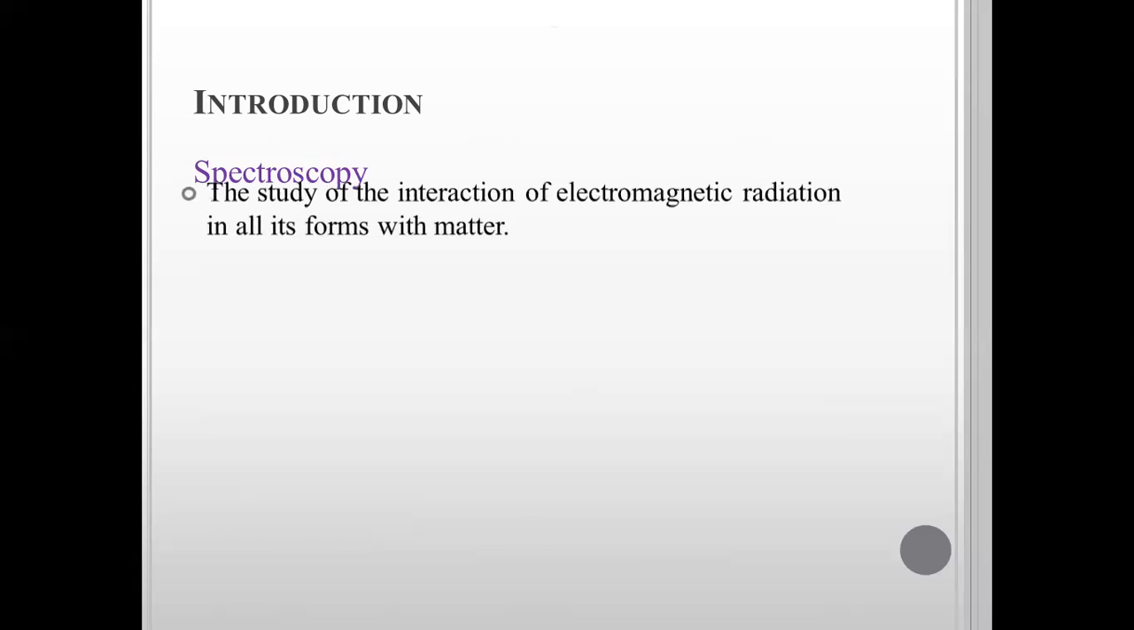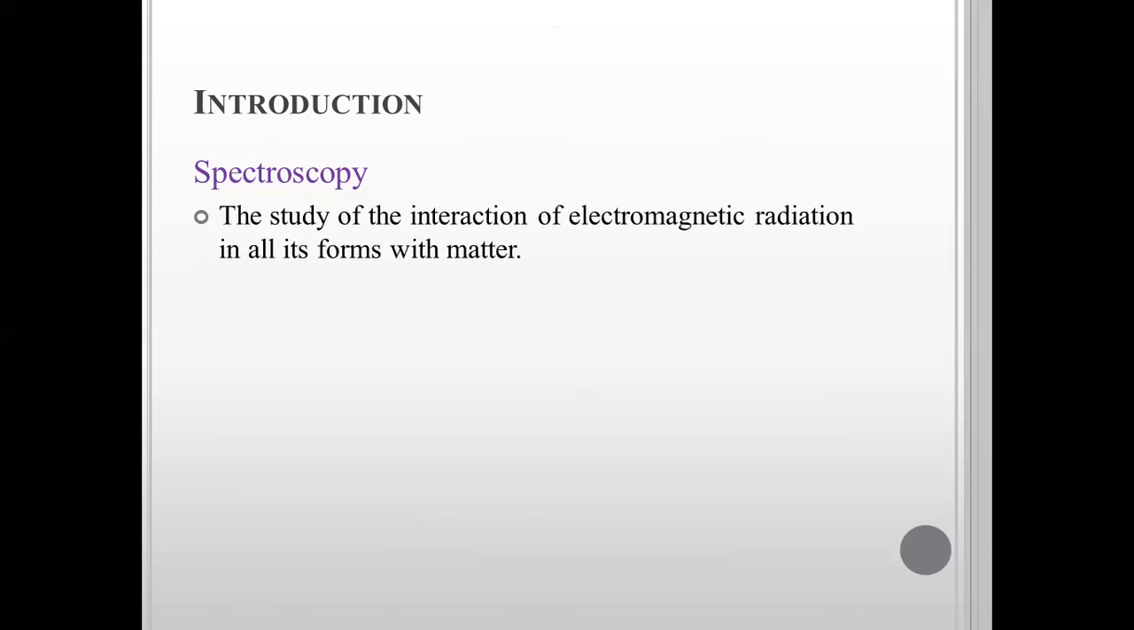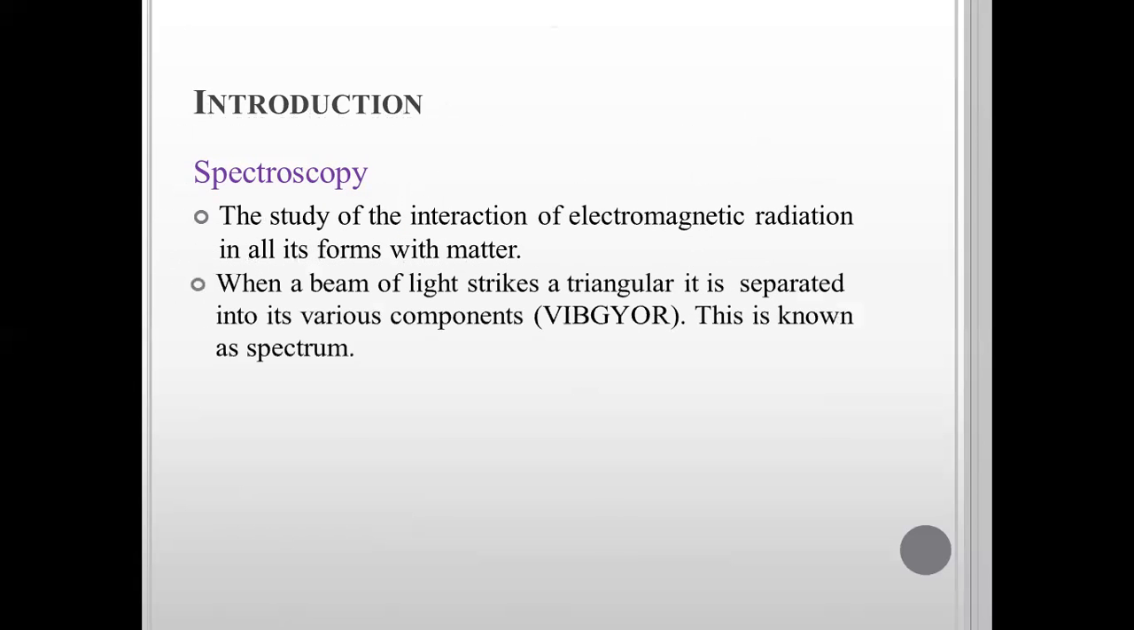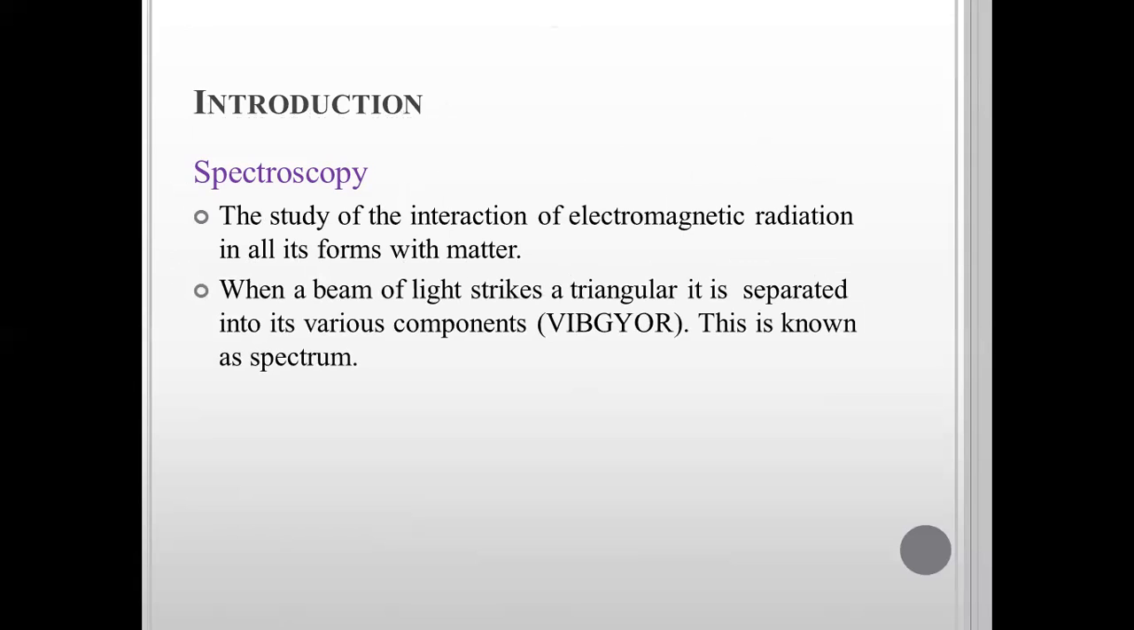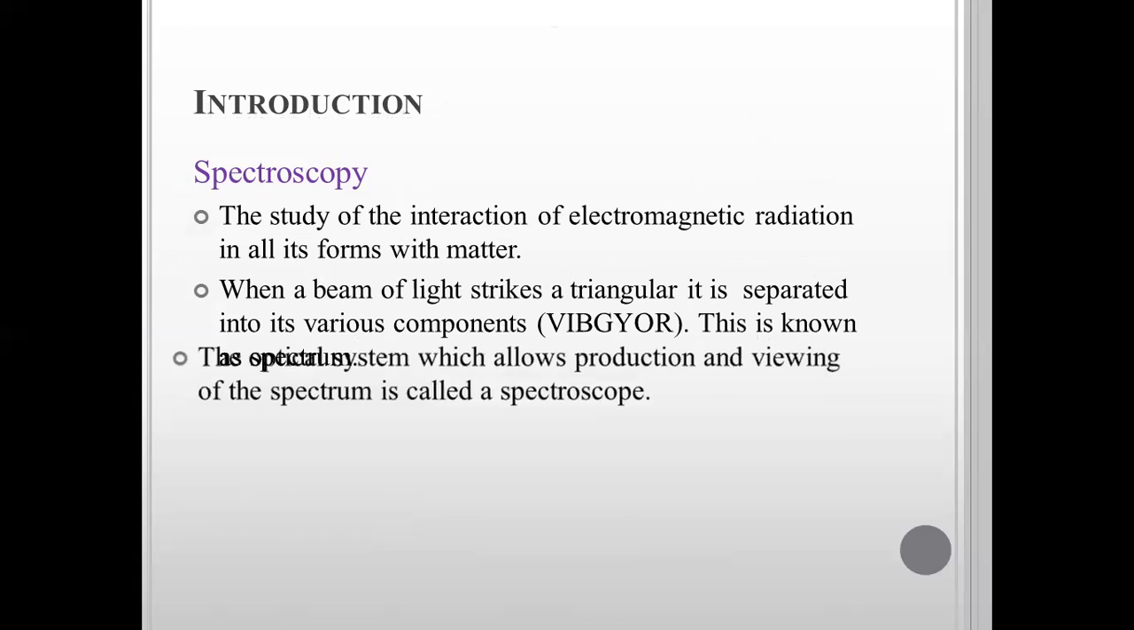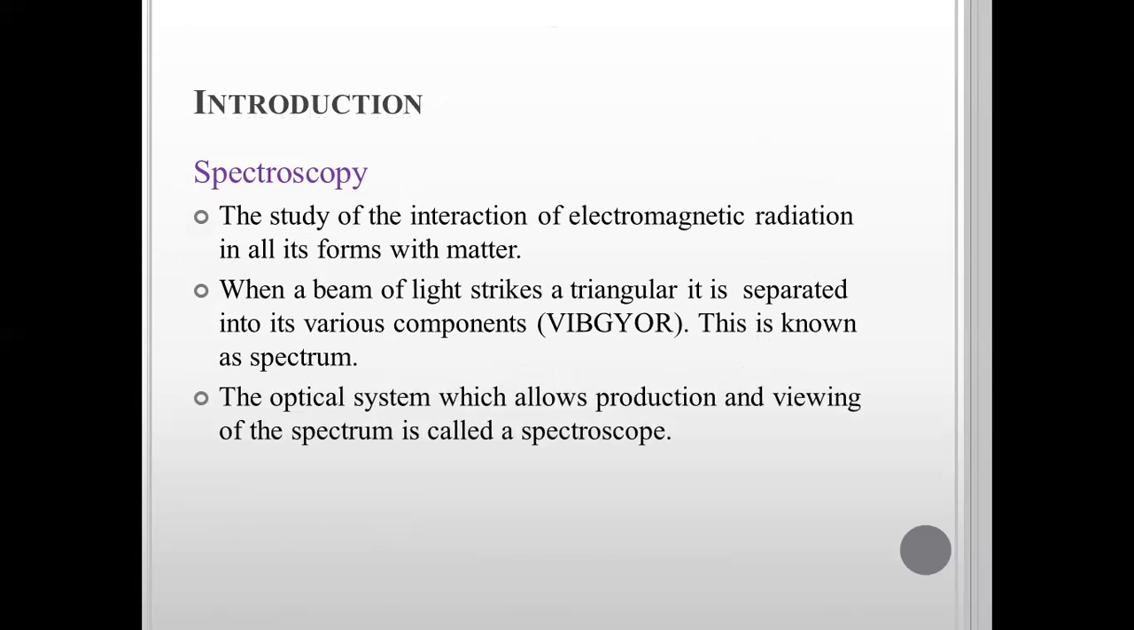So, introduction. First of all, before going to the main topic, let me talk about spectroscopy. What is spectroscopy? The study of the interaction of electromagnetic radiation in all its forms with matter is called spectroscopy. When a beam of light strikes a triangular prism, it is separated into its various components like violet, indigo, blue, green, yellow, and orange color. This is known as spectrum. Then the optical system which allows production and viewing of the spectrum is called a spectroscope.